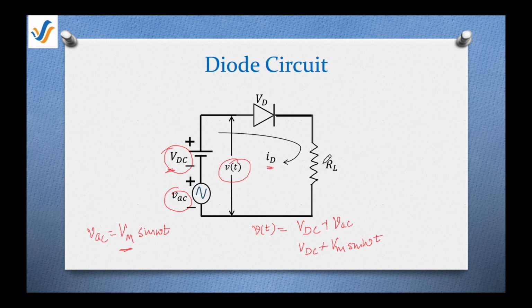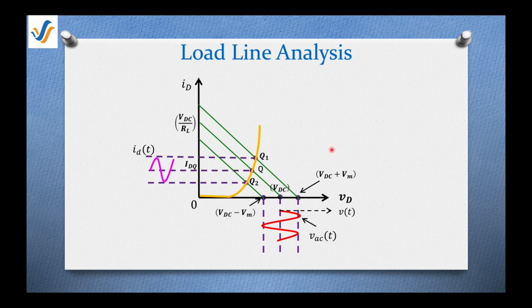Now let's see how this AC signal is going to affect the load line and so the operating point. Look at this IV graph carefully. You have seen in my previous video that in the DC analysis, this load line, VDC by RL and VDC, will intersect the IV characteristic at some point, and this point is called the operating point and denoted by the letter Q. Q is the quiescent point.